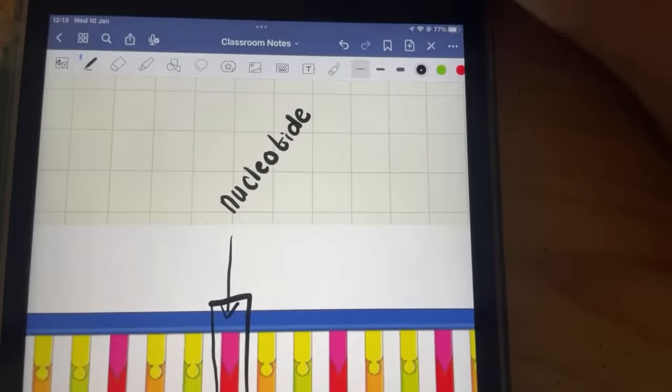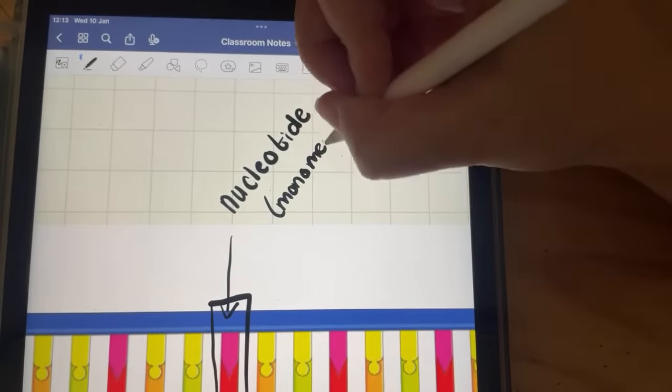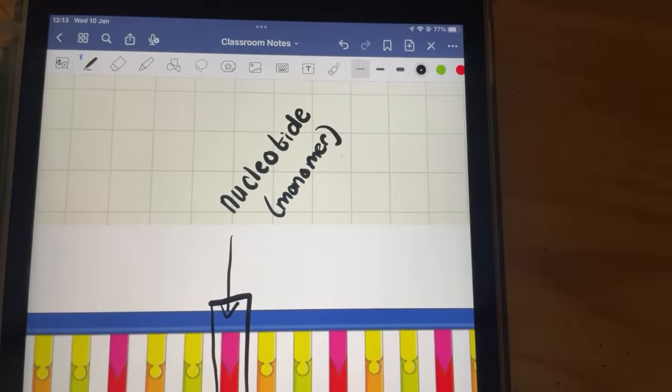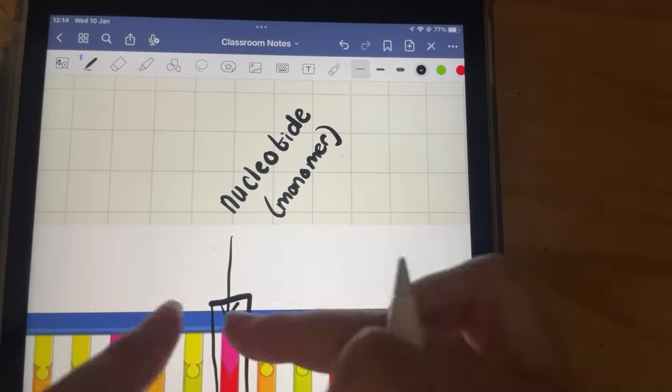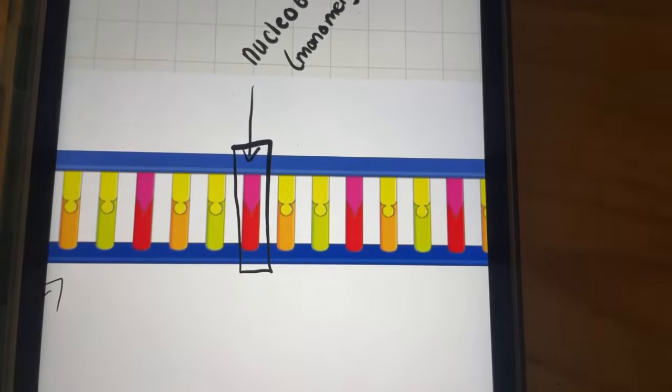Now, a nucleotide is a monomer of DNA, okay? Monomer, big fancy word for saying building block. Just like amino acids are monomers of proteins, nucleotides are building blocks or monomers of DNA. Now, a nucleotide is a little brick or a small component that when stacked on top of each other, many nucleotides will make a piece of DNA. As you can see here, we've got many nucleotides stacked on top of each other.